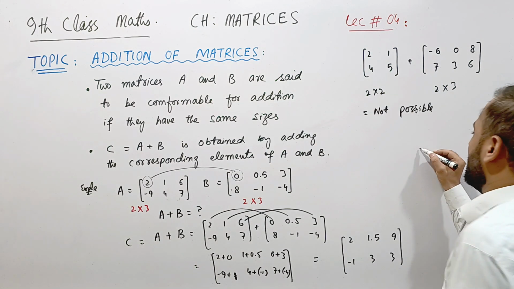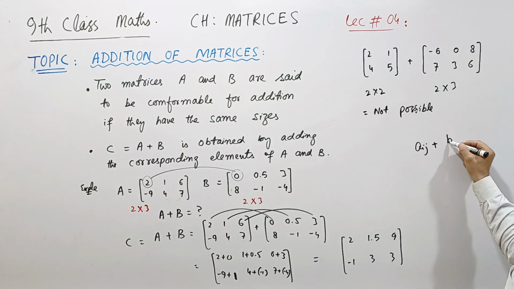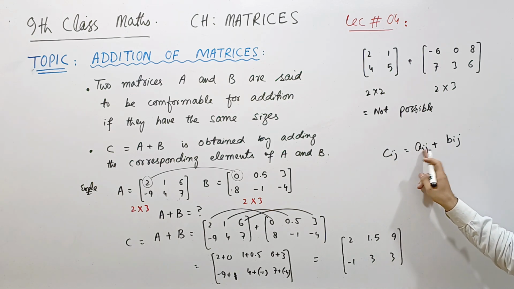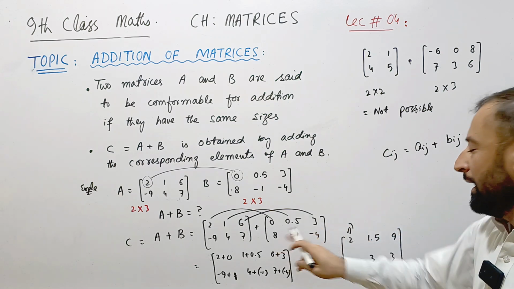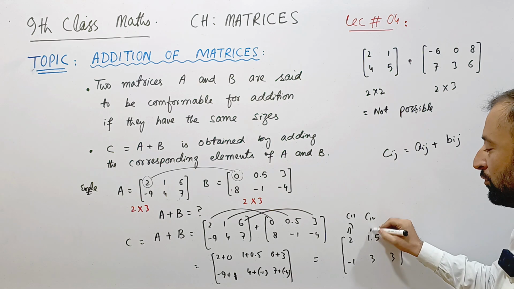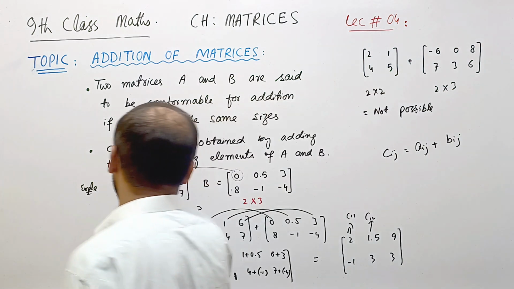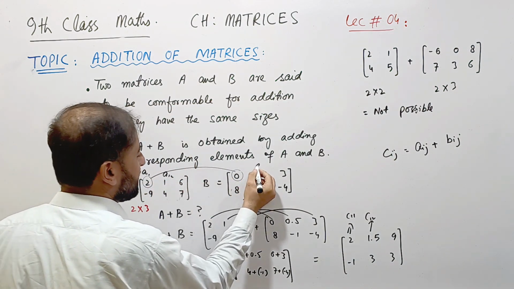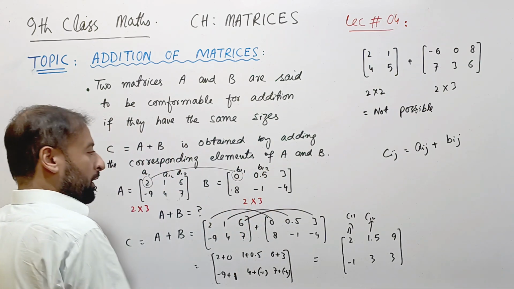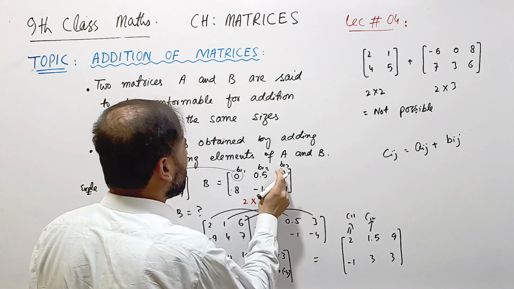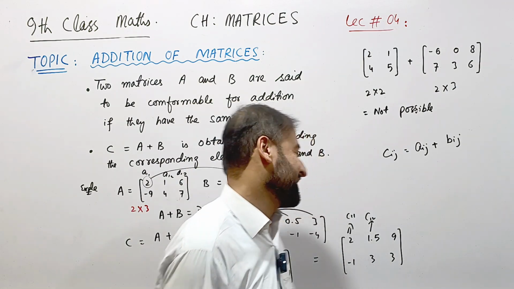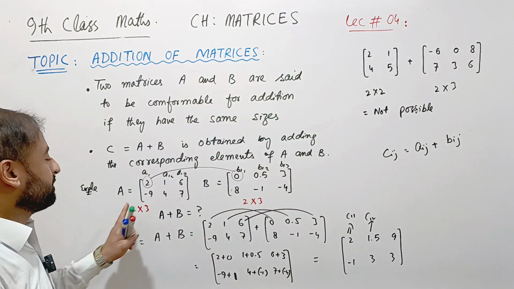Generally, we say that Aij plus Bij gives the elements of matrix C, Cij. This is which element? This is now an element of matrix C. The elements of matrix C are represented as C11, C12, C13, and so on. This is which element? A11. This is A12. This is A13. This is B11, B12, B13. If you are confused by these terminologies, it means you have not gone through the previous lectures. You have to go through them.